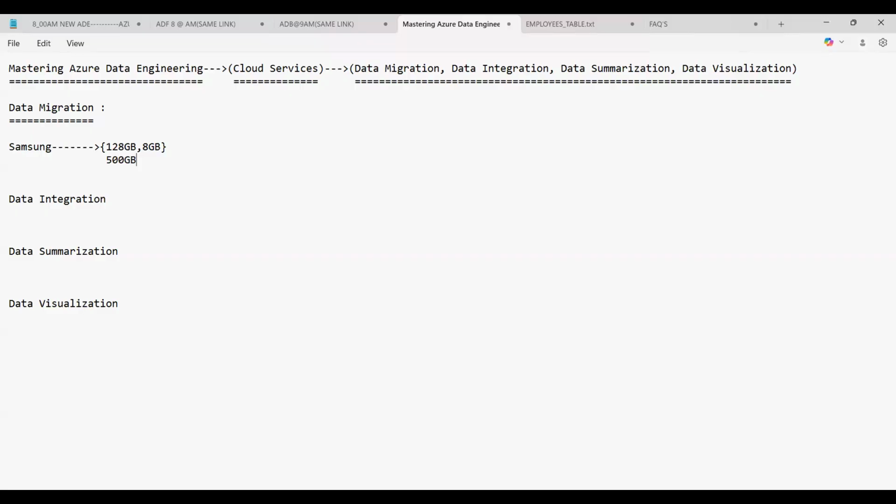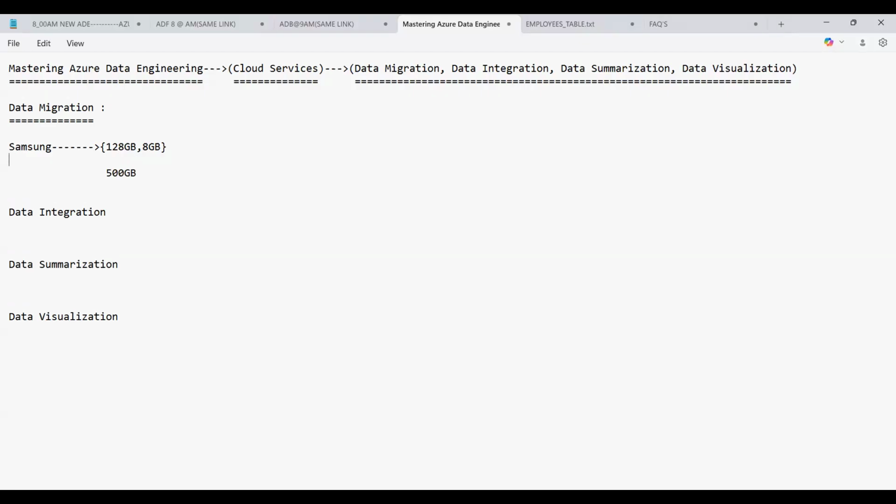As against the capacity of 128 GB in your mobile phone, can you store 500 GB of data? No. You have to store 500 GB of data, but within your mobile phone you have only a capacity of 128 GB. So is it possible? No, generally it's not possible. So what is the alternative?